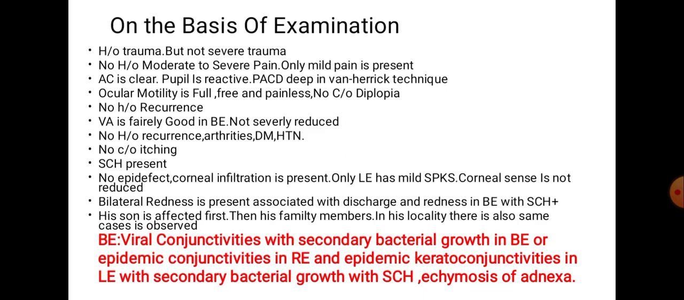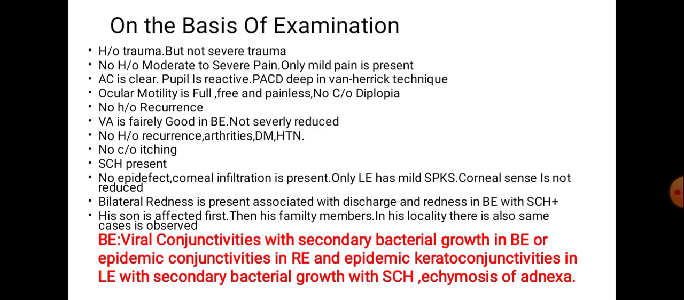No history of recurrence. Recurrent attacks would mean it is not a case of episcleritis, scleritis, or any kind of uveitis. Visual acuity is fairly good in both eyes, not severely reduced. Again, I say that visual acuity is fairly good, 6/9 partial and 6/12. You cannot say that this is too much poor vision, which may lead to other cases like acute congestive glaucoma or severe acute anterior uveitis. No history of recurrent vasculitis, diabetes, etc. No history of itching; subconjunctival hemorrhage is present.